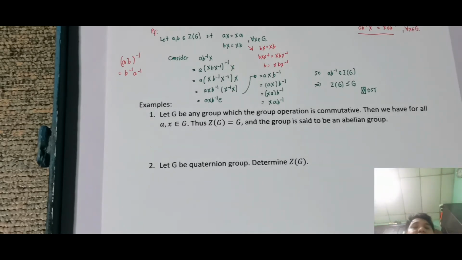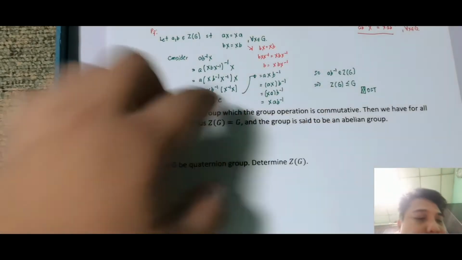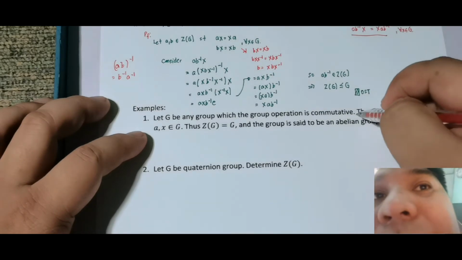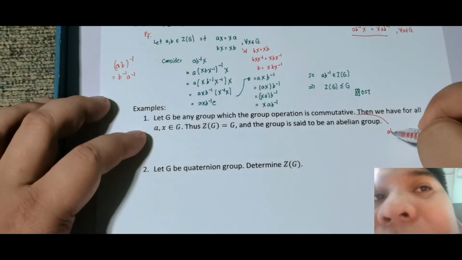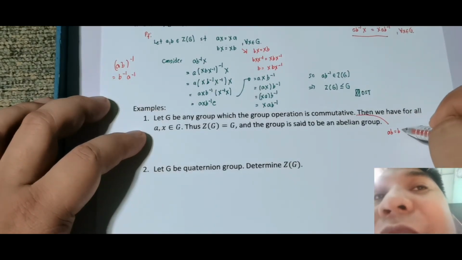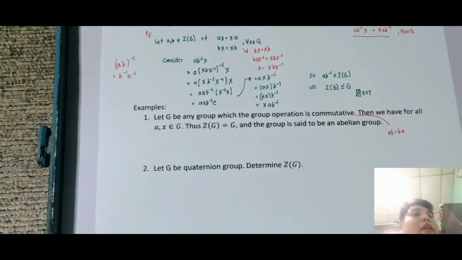Okay, so number 1. So, let G be any group which the group operation is commutative. So, ngayon, ito yung ano ba yung nasabi ko dati? Pag commutative yung group operation, ano ibig sabihin? For all A and B, ang ibig sabihin ng A commutative na yan, for all A and B element of G, AB is equal to BA. Okay, pag commutative yung operation. So, yun sabihin. Then, we have for all A and X element of G, thus C of G is equal to G. And the group is said to be an abelian group.